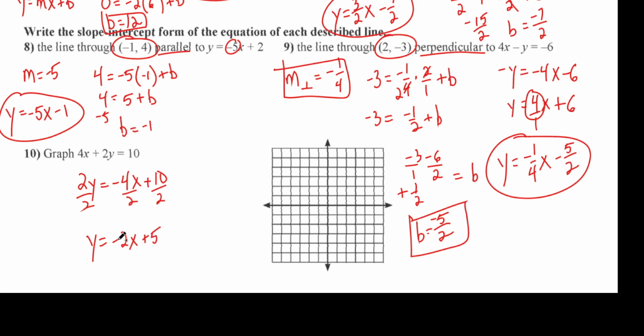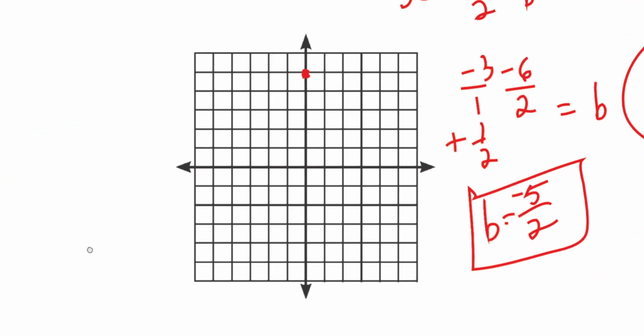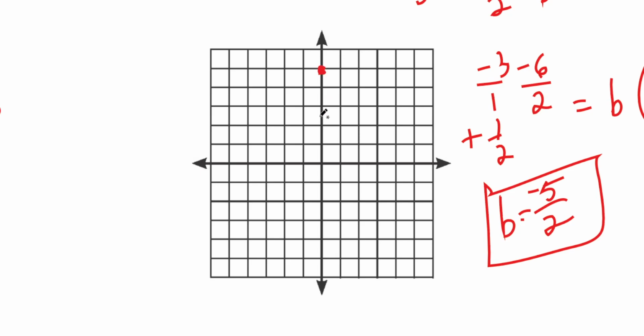We're not done. Okay, we want to graph it. So how do I graph this? Well, this is my y-intercept, and this is my slope. So first thing I do is graph the y-intercept. So I go 1, 2, 3, 4, 5. And I'll tell you what, let's make this a little bit bigger. And the slope is negative 2. So I'm going to go down 2 to the right 1. That's negative 2, isn't it? Negative 2 over 1.